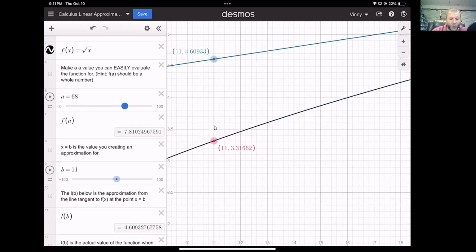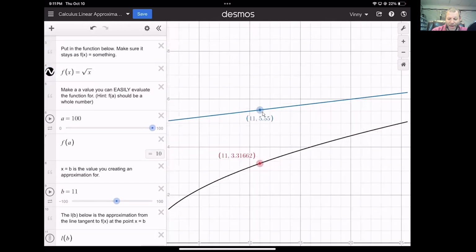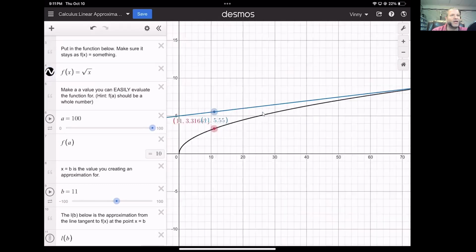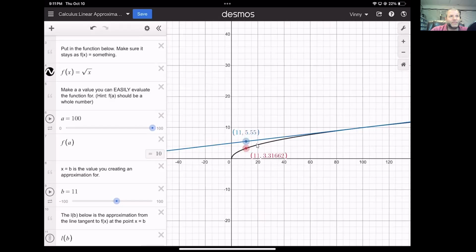And then the further away we get, right? When we go to 100, that was the value that we found. This is a really bad approximation because we're using some value that's really far away from 11. Using 100 to approximate the value of square root of 11 is just not a good choice here. It's very far away, right? That's kind of like the visualization.